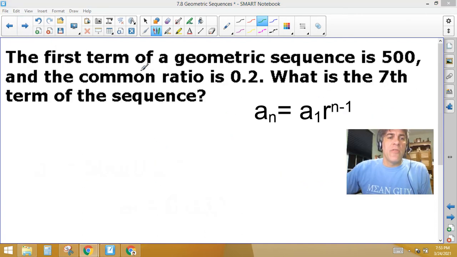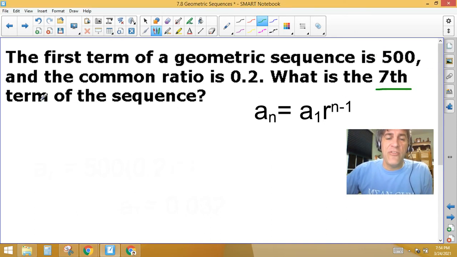So here we go. The first term of a geometric sequence is 500, meaning it starts at 500, and the common ratio is 0.2 or 2/10. So this geometric sequence is actually going to get smaller and smaller because my common ratio is less than 1. This is actual exponential decay. All right. So I want to know, what is the seventh term of the sequence going to be?